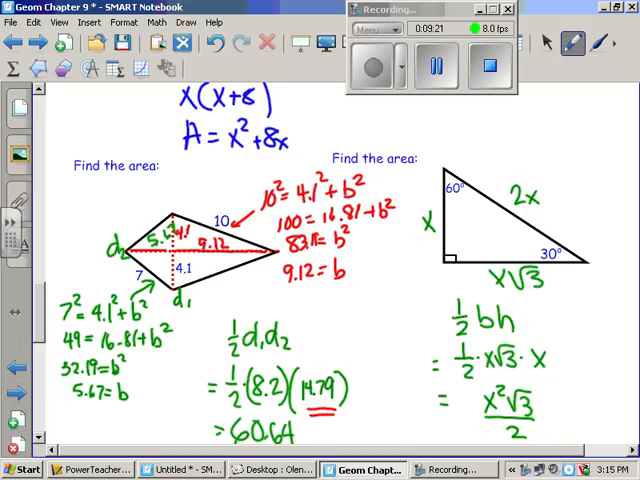1/2 times 8.2, which is the two 4.1s added together, times 14.79. And that gave me 60.64 square units.